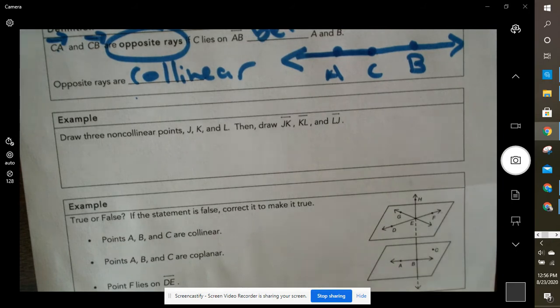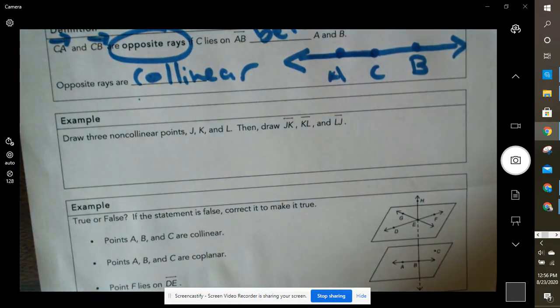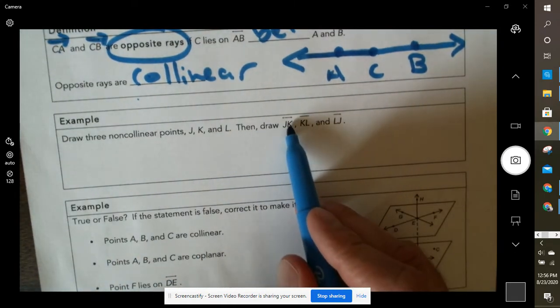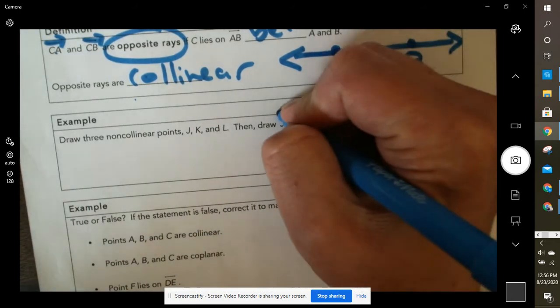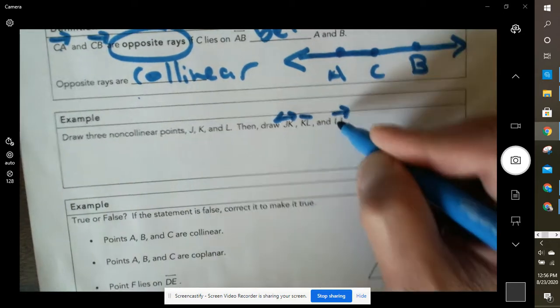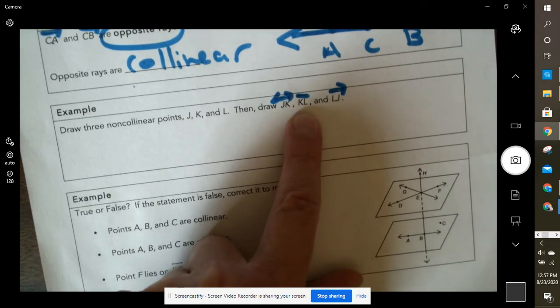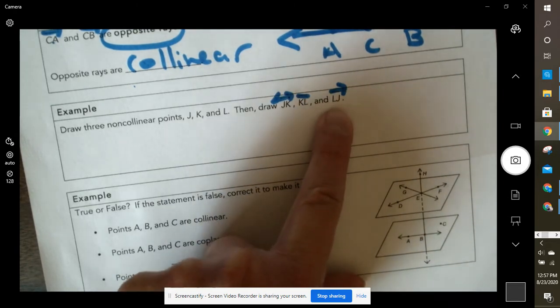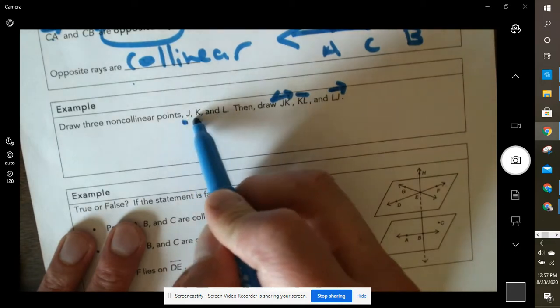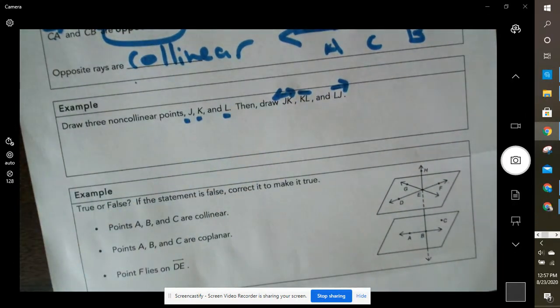So it says draw 3 non-collinear points. Our points are J, K, and L. And then draw, and specifically here, this should be a line with arrows on both sides. This should be a line segment, and this should be ray LJ. All right, so we have line JK, line segment KL, and ray LJ. So we got our 3 points, J, K, and L, and that's how they should end up being represented.